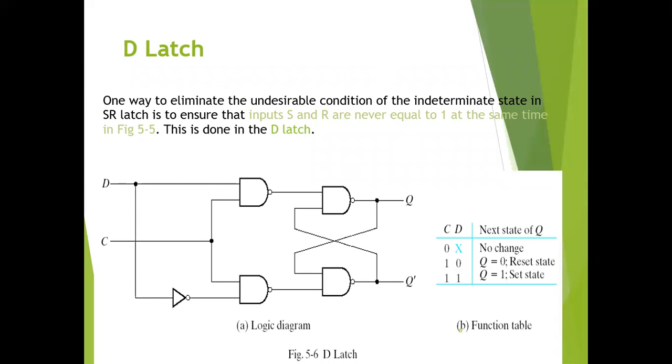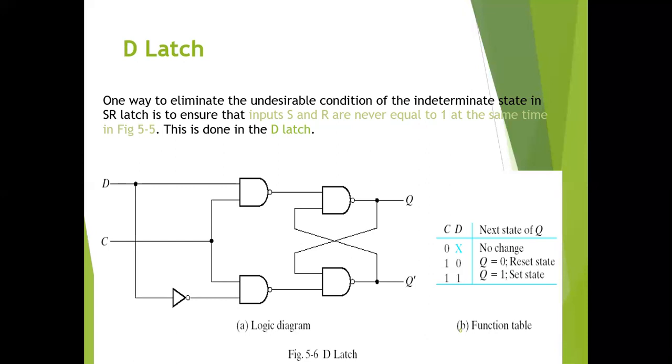This kind of latch has only two inputs, a D input and an enable input, or we can say the control input. The D input is known as the data input, and C, the control input, is also known as the enable input. The D input goes directly to the S input, and its complement is applied to the R input.